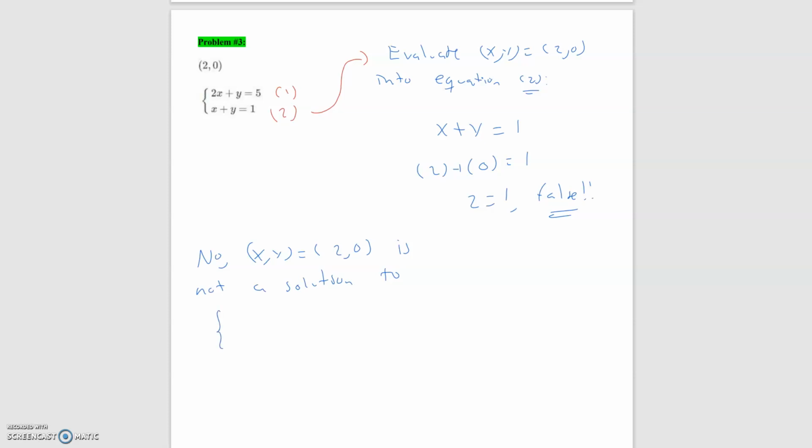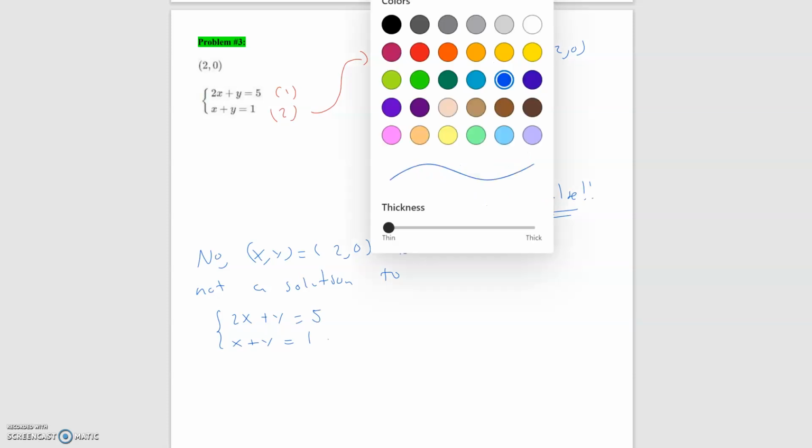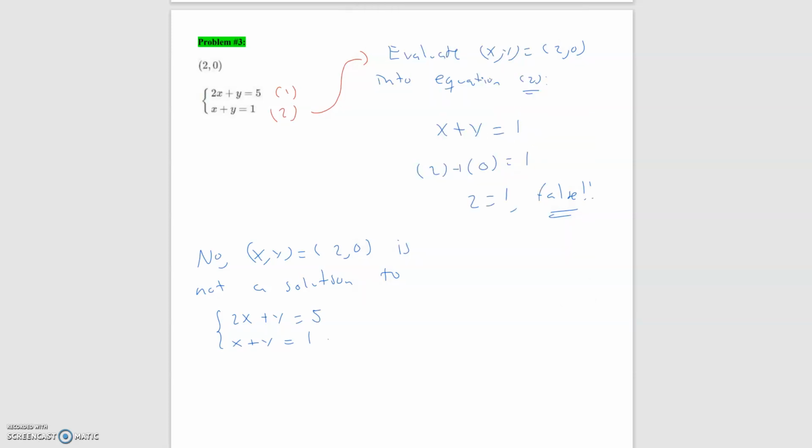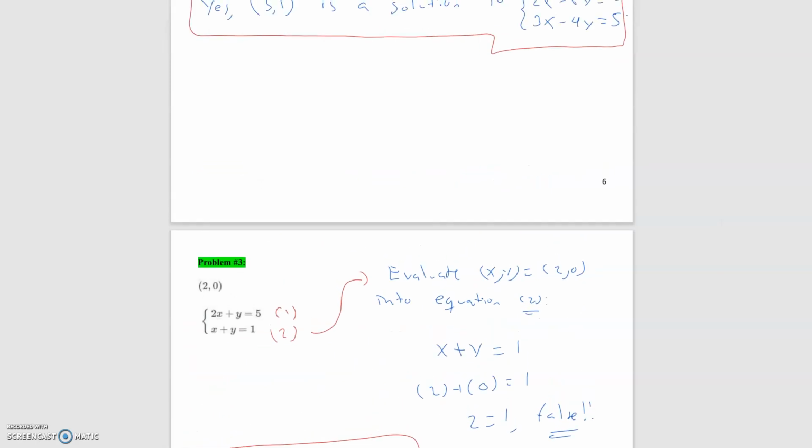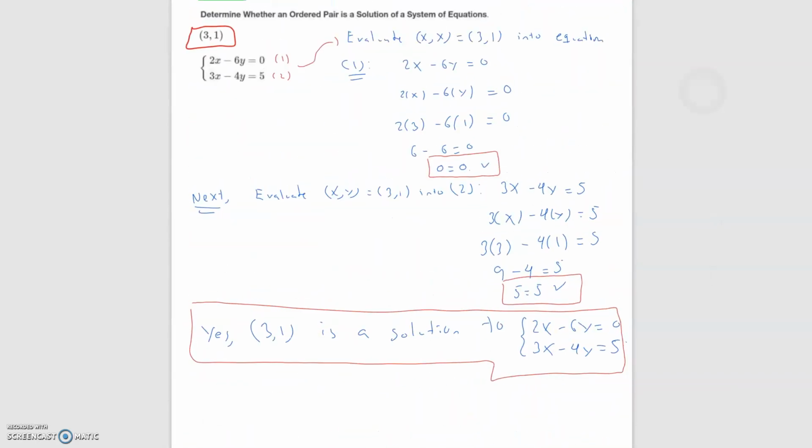To the system, in this case, 2x plus y is equal to 5, and then x plus y is equal to 1. At this point, that is it for this problem. Now, let me actually show you the graph of these. The link to the actual next website, it's on the module. So let's take a look at the first problem.